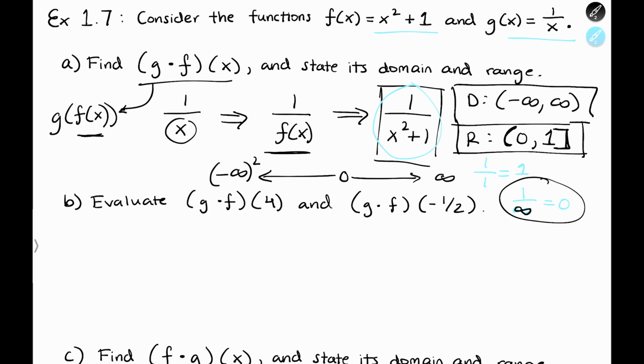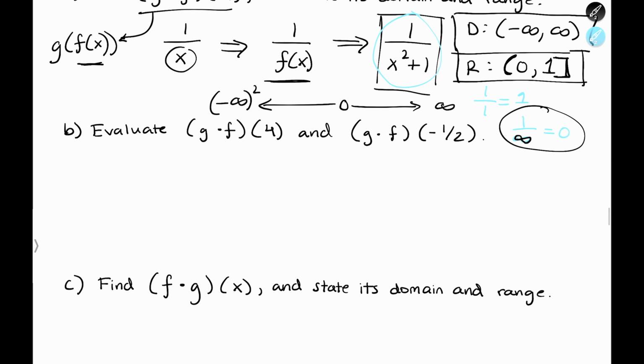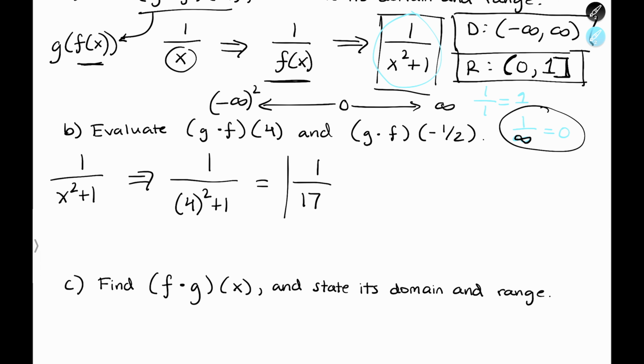Now let's move on to part B. It says evaluate g of f of x at 4 and g of f of x at negative 1/2. So we have g of f of x, which is 1 over x squared plus 1. And now we just have to substitute in 4 and negative 1/2 to find these values. So if we were to substitute in 4 for x, we would get 1 over 4 squared plus 1, which is equal to 1 over 16 plus 1, which is 17. So we get 1 over 17.